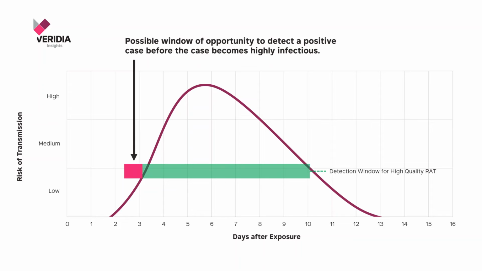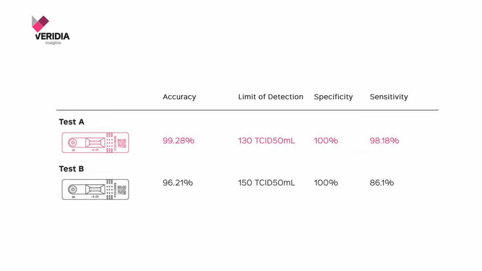As you can see on the screen, there's not much time between having enough of the virus in your system to be detected and becoming infectious. So using a RAT with a low LOD is the key to catching cases before they spread. That's very interesting. Now here's an example for you, Shannon. Which of the 2 RATs shown on the screen would be the better option?